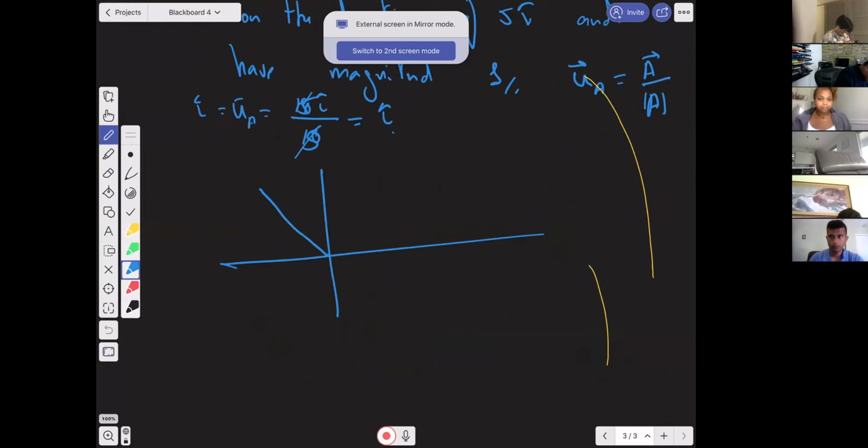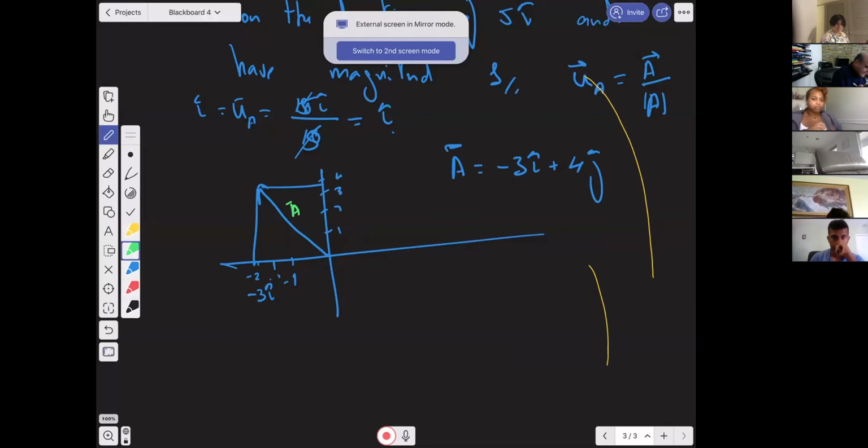Let's say that you have this vector, minus 3i plus 4j. The vector A equals minus 3i plus 4j. Is this the vector? Yes or no? Minus 1, minus 2, minus 3. This is the vector A, and I want to find u sub A.